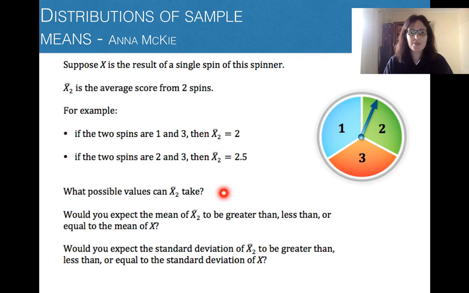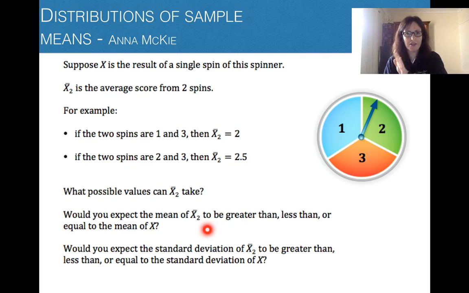So what possible values can X bar 2 take? That's the averages from 2 spins of each different combination you could have. Imagining what the average, so the mean of all of those outcomes could be. And just going back to X, what would the average be, the mean, of each of the possible values? So what would the mean of 1, 2 and 3 be? It would be 2. But X bar 2 is the average that you get from spinning 2 numbers.